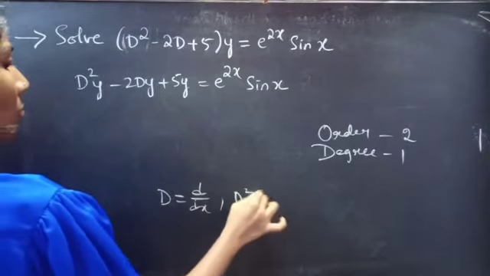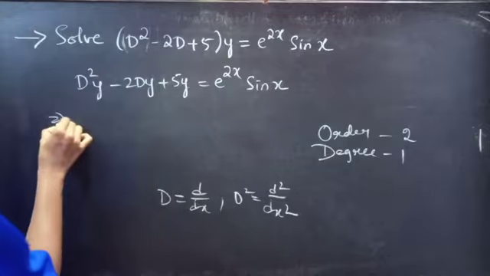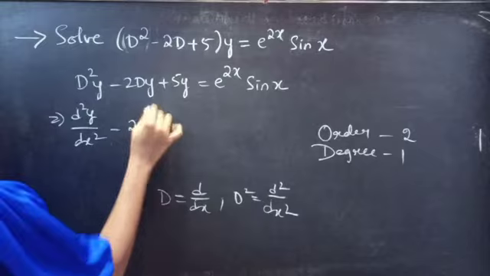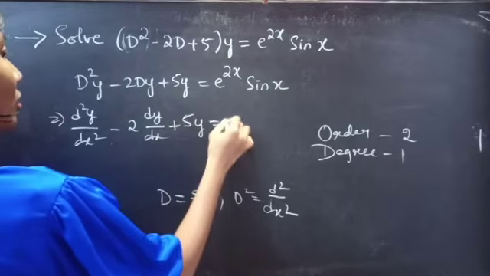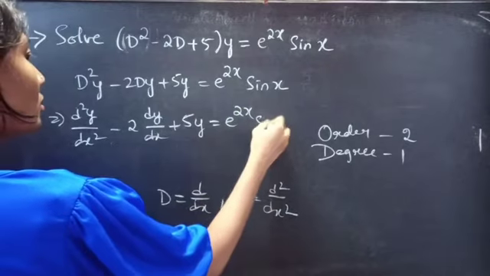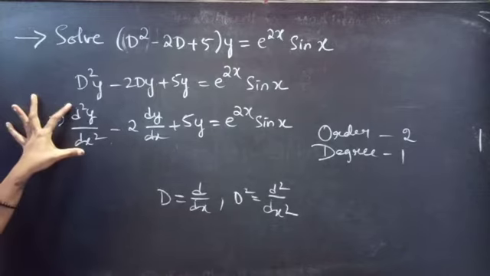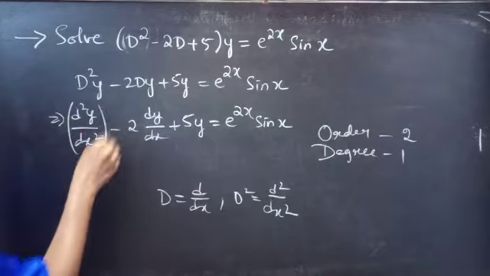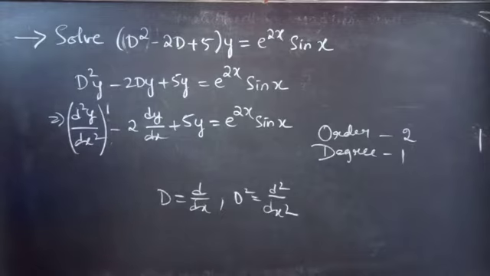We know that D is a differential operator, then D² will be d²/dx². Now we can write our differential equation as d²y/dx² − 2 dy/dx + 5y = e^(2x) sin x. Right? Identify the highest derivative here. d²y/dx² is the highest derivative, so the order will be 2, and the highest power of the highest derivative is the degree. Degree is 1. Right? Now coming to the problem.